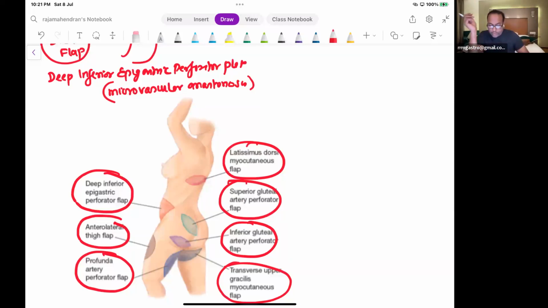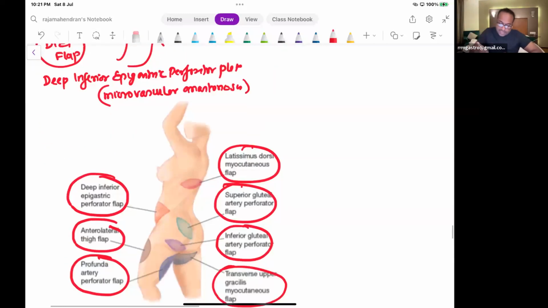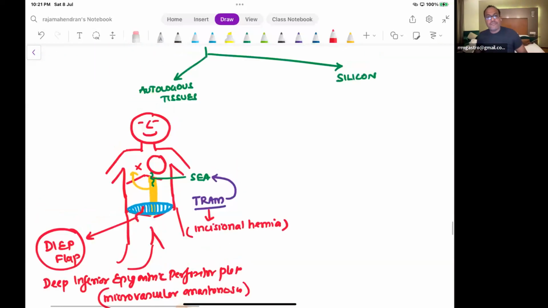So if you are going to use tissues, you have enormous plastic modification nowadays. So all these are free flaps. This is what we do now. Nobody does the TRAM flap now. Please remember, TRAM flap is obsolete.